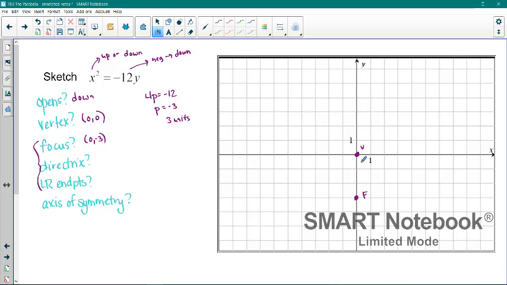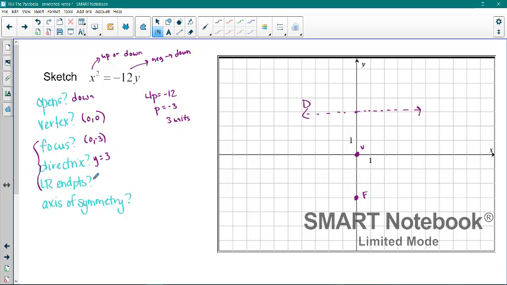I know that my directrix is the opposite direction that the focus was. So since the focus was down, the directrix is up. Same amount though. 1, 2, 3. The directrix is a line and it does not intersect the parabola. So I don't want to come down with it, or I will intersect the parabola. It is horizontal in this case. So my directrix has the equation y equals 3.